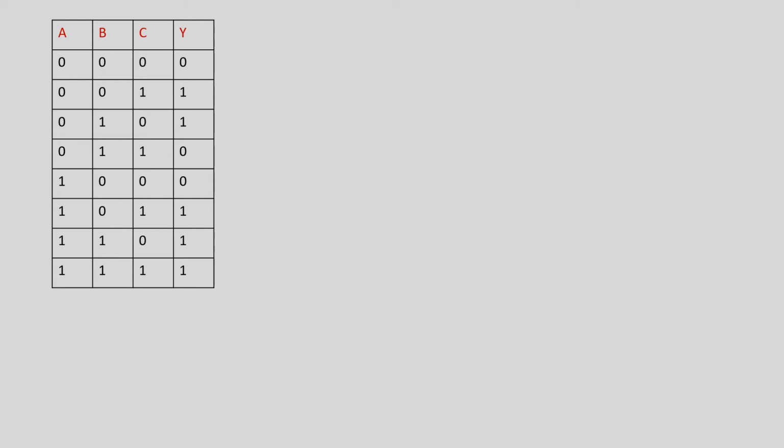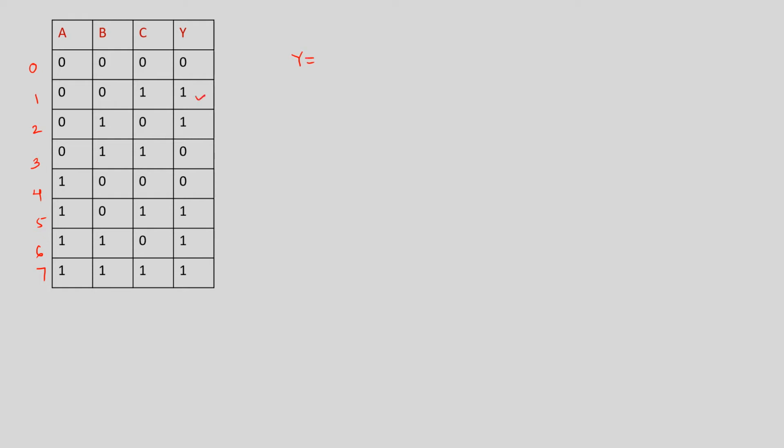Let us see how to fill K-map for 3 variables. 3 variable truth table is shown on the slide. Let us write down the decimal equivalent for the binary input combinations. So this is 0, 1, 2, 3, 4, 5, 6 and 7. Let us write the SOP equation and POS equation for the truth table. So let us write first SOP equation.